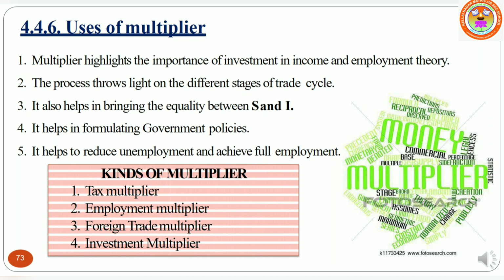Uses of multiplier. What are the uses of multiplier? Multiplier highlights the importance of investment in income and employment theory. The process throws light on the different stages of trade cycle. What are the stages of trade cycle? Boom, recession, depression, and recovery. It also helps in bringing the equality between saving and investment. It helps in formulating government policies. It helps to reduce unemployment and achieve full employment. So these are the uses of multiplier.